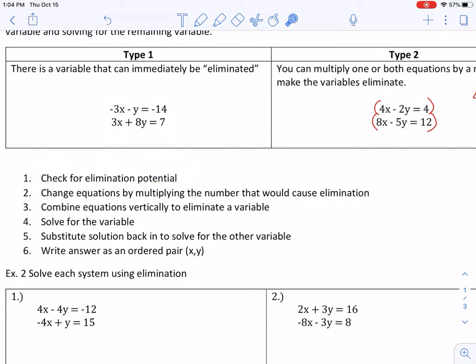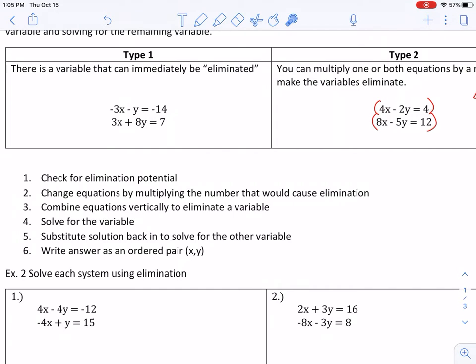The next thing we're going to do is change the equations by multiplying the number that would cause elimination, to create terms that will cause elimination. Then we can combine the equations vertically to eliminate either x or y, leaving us with one variable that we can solve for. Once we've solved for it, we will substitute it back in, and then we will write our answer as an ordered pair.